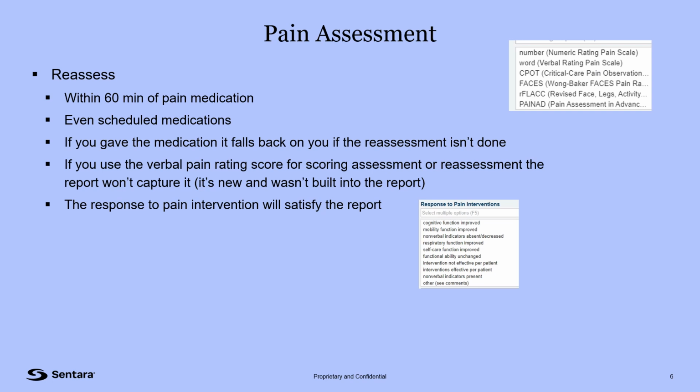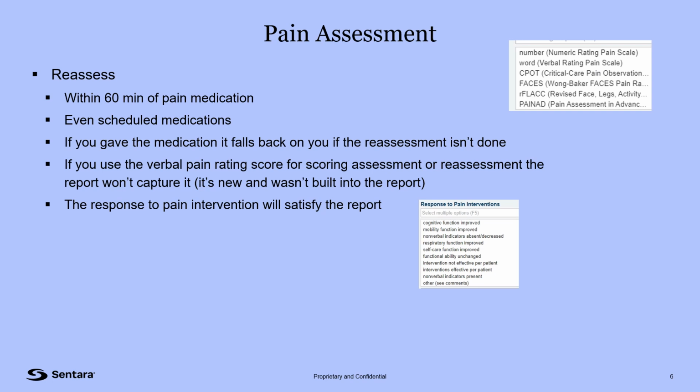If you use the verbal pain rating score again, so here's our options for adults in EPIC: number, word, CPOT, BASIS, FLACC, and PAINAD. If you're going to use that verbal rating score, just know that that does not pull into the report yet. Hopefully it will shortly. It's a new assessment that EPIC added and we didn't know about it, and so it wasn't built into that report.